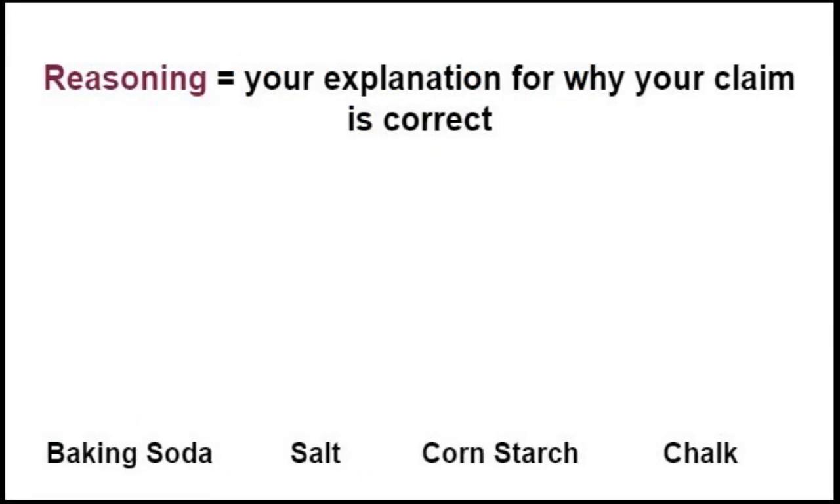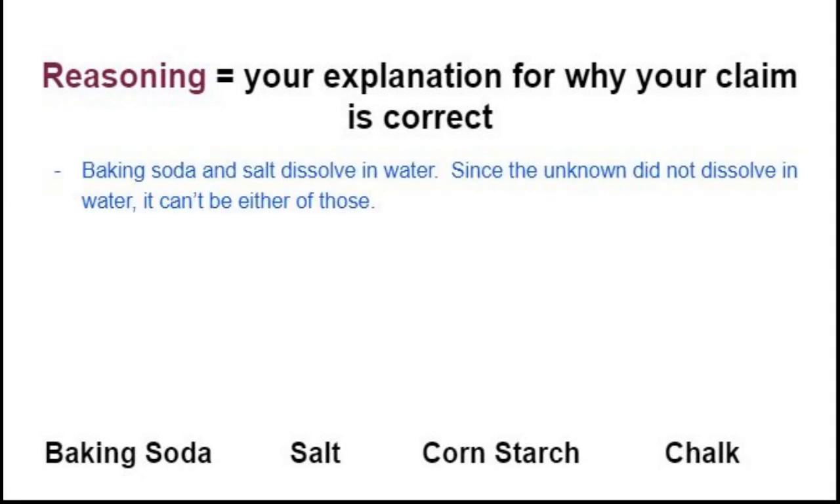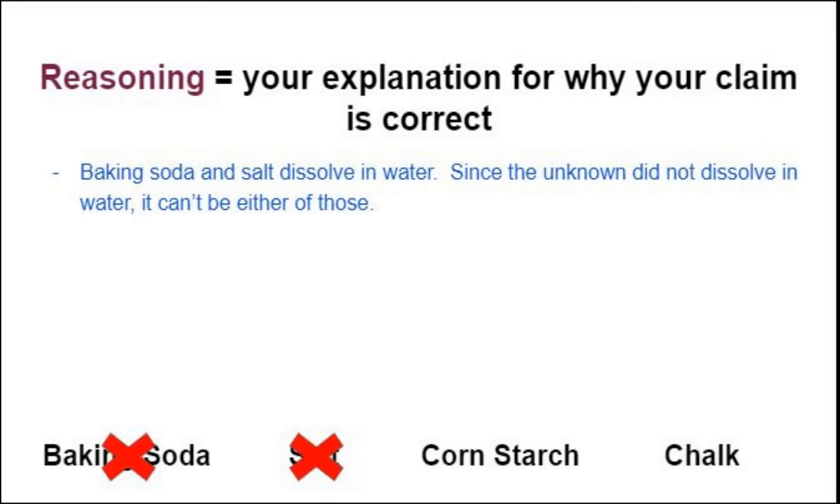Then you write your reasoning. Your reasoning is your explanation for why your claim is correct. You have to go through everything you know about all the other powders and decide what that eliminates and what it could be. Part of your evidence was that it did not dissolve in water. So your reasoning would be, baking soda and salt do dissolve in water. Since the unknown did not dissolve in water, it cannot be either of those. So cross off the baking soda, that's not it. Cross off the salt, that's not it.